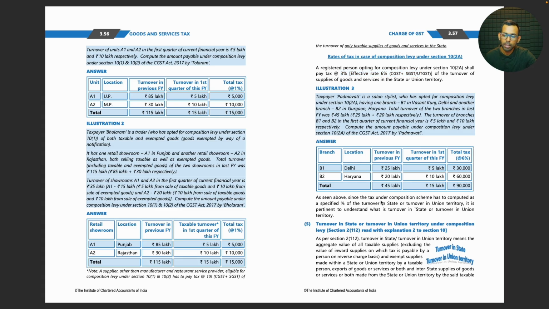As seen above, since the tax under the composition scheme has to be computed as a specified percentage of the turnover in the state or union territory, it is pertinent to understand what is turnover in state or union territory.